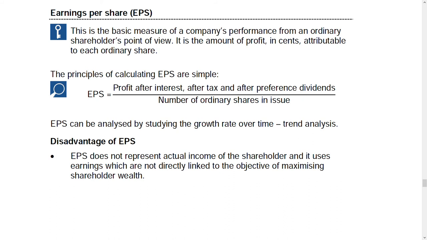One of the disadvantages of EPS is what? It does not represent the actual income of the shareholder. It uses earnings which are not directly linked to the objective of maximizing shareholders' wealth. Earnings and profit could be manipulated easily, right? So that's why it's not the actual income of the shareholder. But nevertheless, we still calculate such ratios because they give a basic idea, even though it's not very accurate.